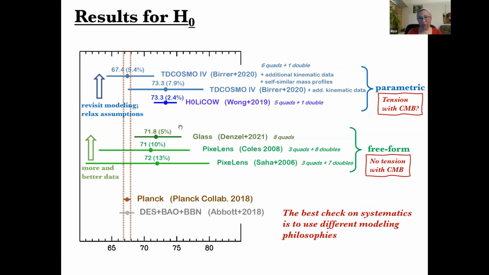Now, I'm associated with this group, and I have the 3 papers that we published since 2006. We have increased the number of systems. So we started with 3 quads and a handful of doubles, but doubles are not very useful really in this. And we went to about 8 quads. And our error bars shrunk. The central value remained about the same. And we are also not in conflict with the Planck measure.